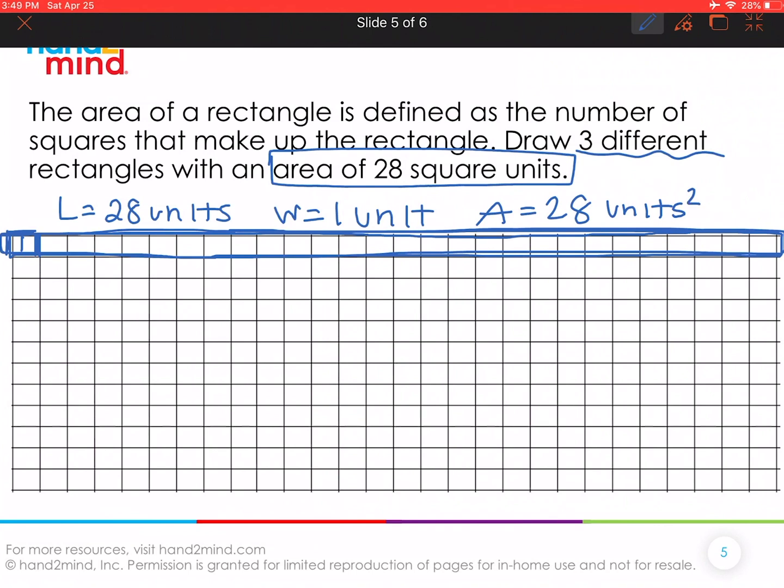Let's think of another way. Well, if we did, instead of 1 unit as the width, what if we did 2 units as the width? So let's see, 2 units as the width. We did a width of 2. How long would we have to take it? Well, here's 1, 2, 3, 4, 5, 6, 7, 8, 9, 10, 11, 12, 13, 14, 15, 16, 17, 18, 19, 20, 21, 22, 23, 24, 25, 26, 27, 28. So there's my area of 28. So I'm going to go ahead and box that in.